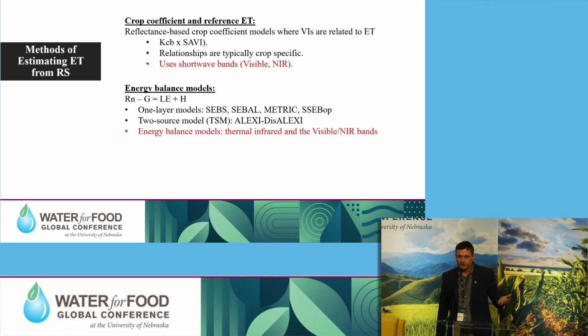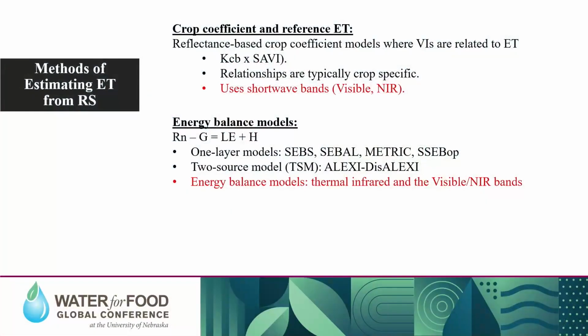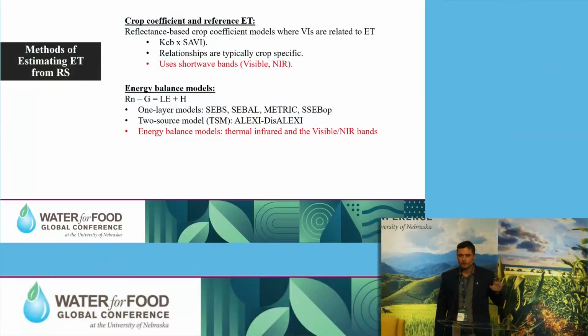METRIC also is very famous in this group. We can also use a two-source model, which means we can estimate the evapotranspiration individually from the canopy and the soil surface. A good example here is the ALEXI model. So for the energy balance model, unlike the previous approach, we also have to use the thermal band, in addition to the short wavelengths, the multispectral image, plus the thermal bands.